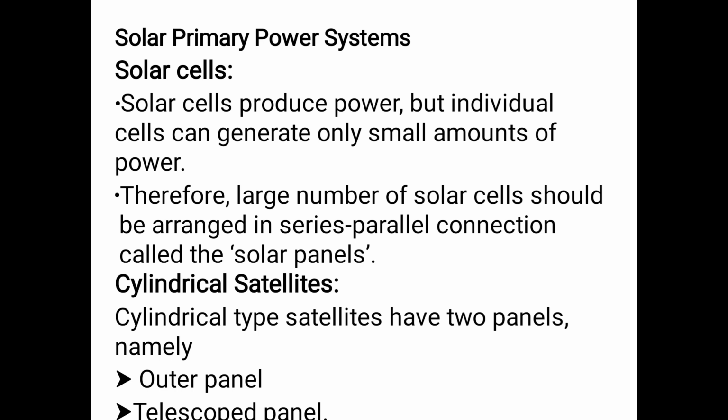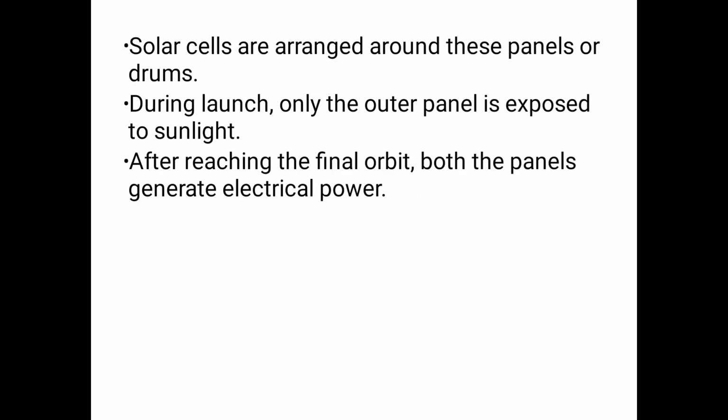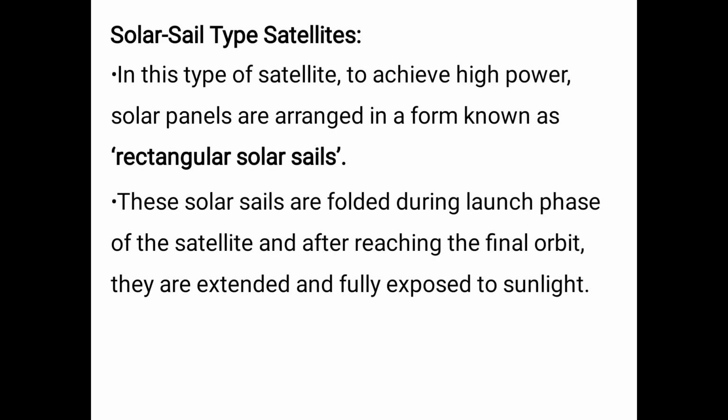Cylindrical satellite. Cylindrical type satellite has two panels, namely the outer panel and the telescopic panel. Solar panels are arranged around these panels or drums. During launch, only the outer panel is exposed to sunlight. After reaching the final orbit, both the panels generate electrical power.